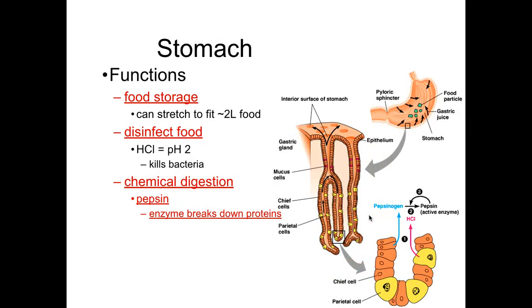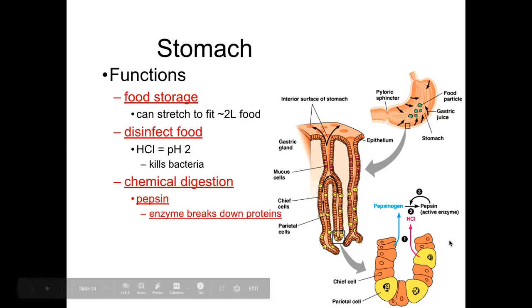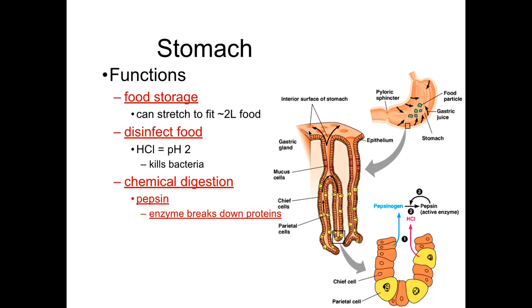So food storage, it can stretch to 2 liters. It disinfects food. It kills bacteria. It breaks down proteins. These are the inside lining of it right here. We have glands that produce a mucus right here. And so it covers the lining of your stomach with a mucus, and that protects it from the hydrochloric acid so that our stomach juices don't burn.